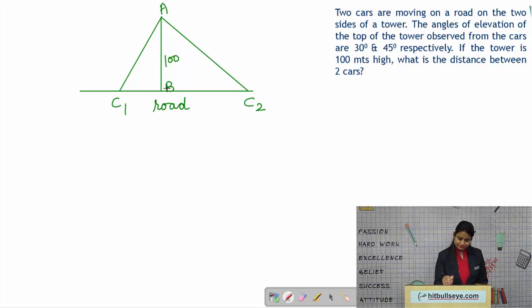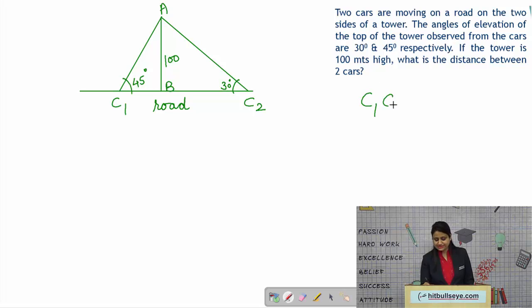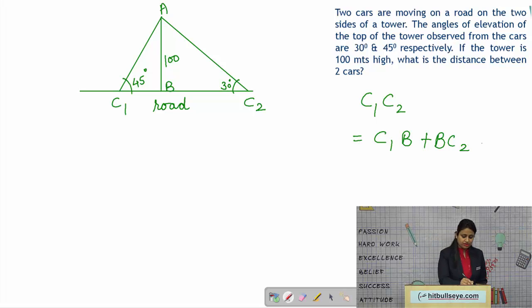Let this be AB. Now what is given? Angles of elevation. These are given and they are 30 degree and 45 degree. So this is 30 degree. This is 45 degree. Now it says, what is the distance between the two cars? C1, C2 I am considering as cars. So what is required? C1C2. Now what is C1C2? It will be C1B plus BC2. We have two triangles here. Now as you can see, on the left hand side there is a 45 degree, 90 degree triangle.